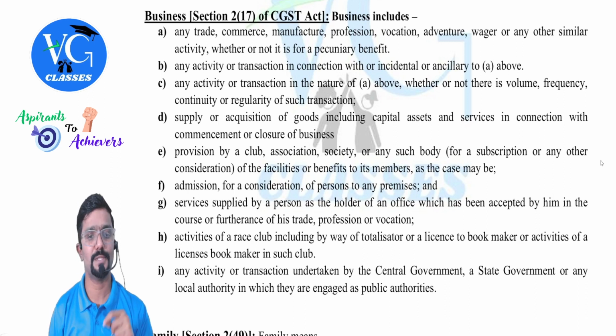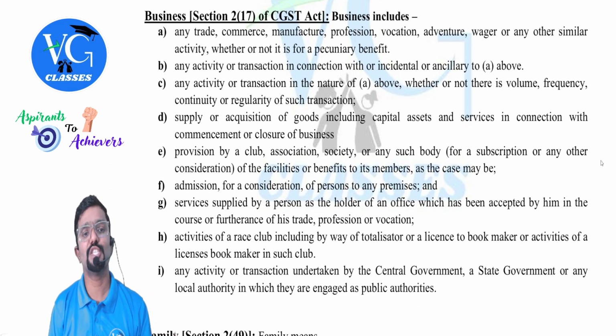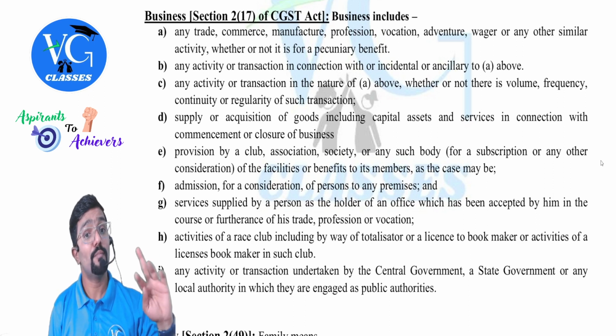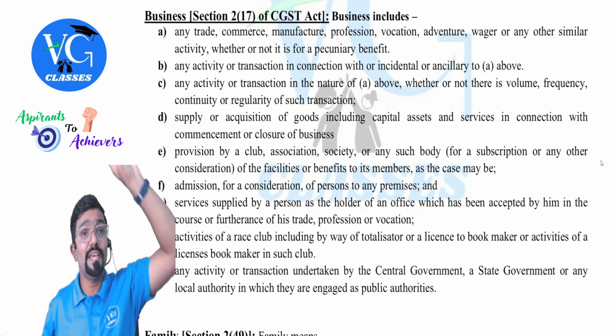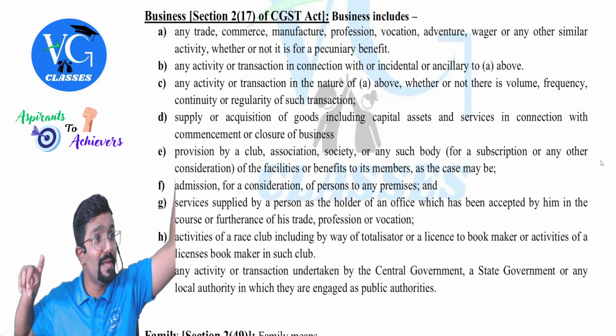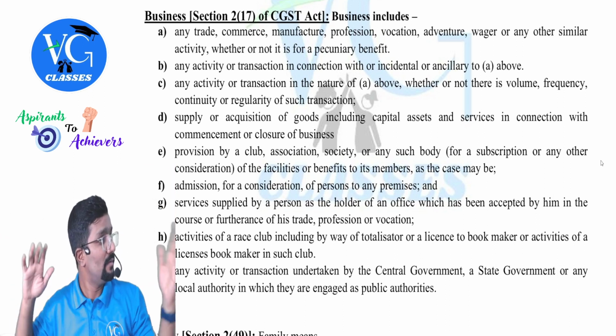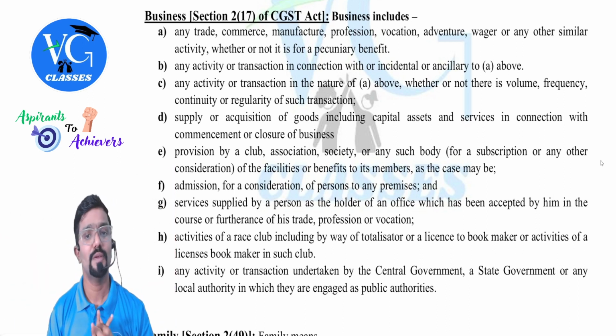Business, section 2 clause 17 of the CGST Act defines business. Business includes any trade, commerce, manufacture, profession. Okay, profession also comes here. Yes, see, in income tax they defined business separately and profession separately, but here both are covered under business only.